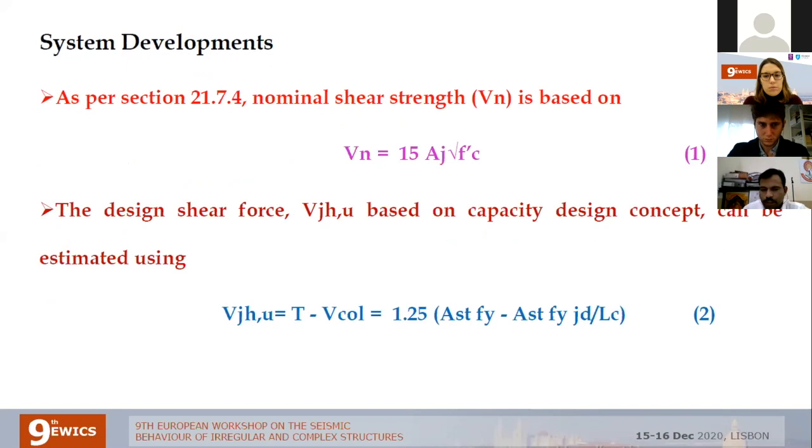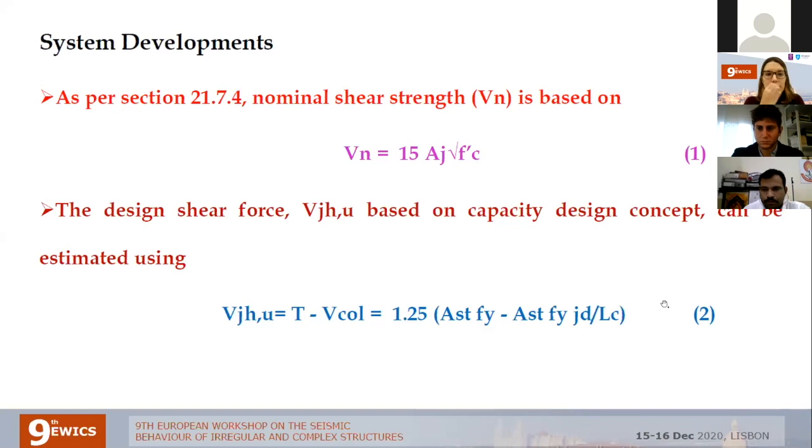The code surveys the nominal shear strength capacity based on the strut mechanism. Again, the design shear force based on the capacity design concept can be estimated using this formula, that is Vj = T minus V column = 1.25 (Ast fy) minus (Ast fy) jd upon Lc, where T is the tensile force in the beam reinforcement, V column is the horizontal column shear, 1.25 is the overstrength factor, Ast is the area of the tension reinforcement of the beam, fy is the specified yield strength of the beam, Lc is the distance between the column inflection points, and jd is the internal lever arm of the beam section.